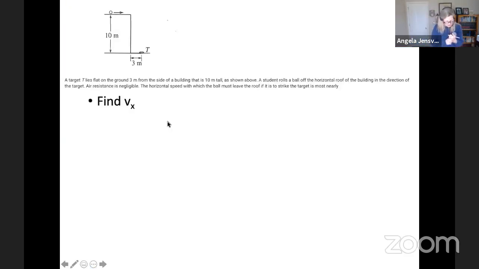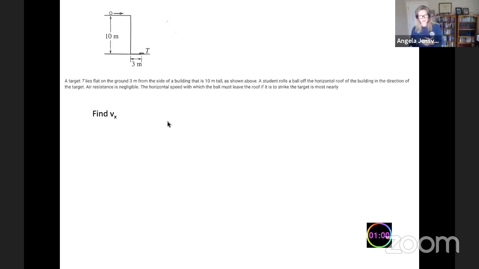Why don't you guys try this one? This looks like an old AP exam problem just from the diagram. You're launching something horizontally off a building. It lands 3 meters from the edge. Find the horizontal component of velocity. Give it a shot.